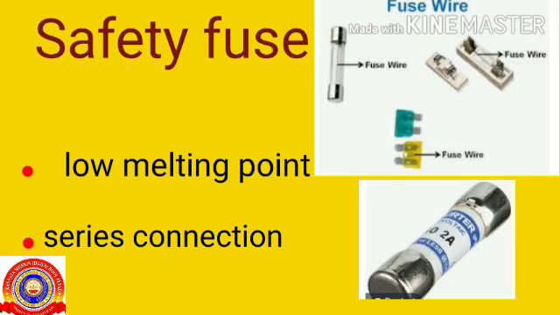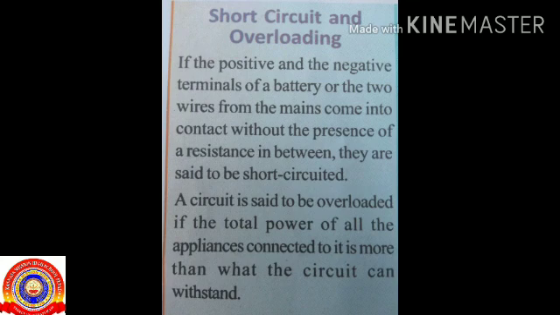Okay, and some of the circumstances that cause high electric current leading to the melting of fuse wire are short circuit and overloading. Due to short circuit and overloading, more heat is generated and due to the low melting point, fuse wire melts. So let's see what is short circuit and overloading. If the positive and the negative terminals of a battery or the two wires from the mains come into contact without the presence of a resistance in between, they are said to be short circuited.